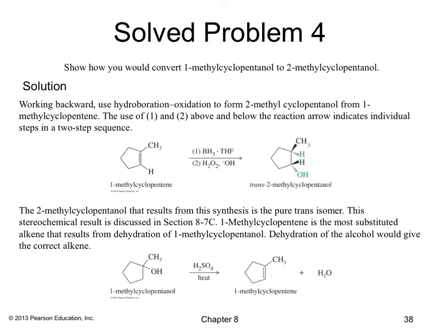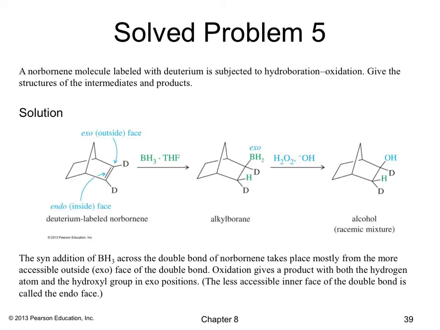1-methylcyclopentene is the most substituted alkene that results from dehydration of 1-methylcyclopentanol, so shown here. So in the presence of H2SO4, it will dehydrate, right? It'll pluck off that proton, kick off that hydroxide, forming the water, forming the carbocation here, and then the water will come in as a base and form the double bond. I'm not showing those steps, but you can do those on your own. So then that's how you would generate that.